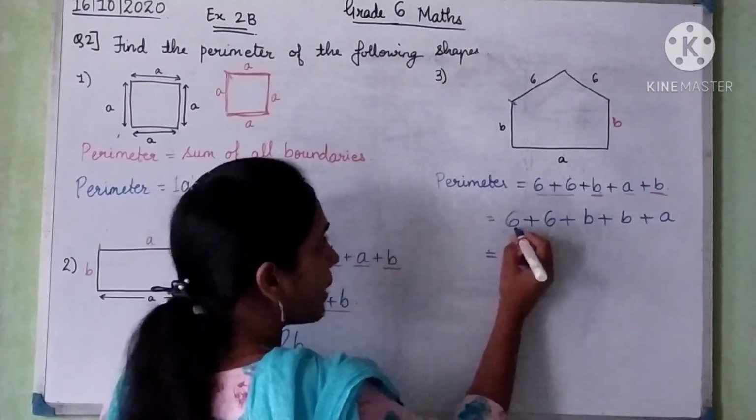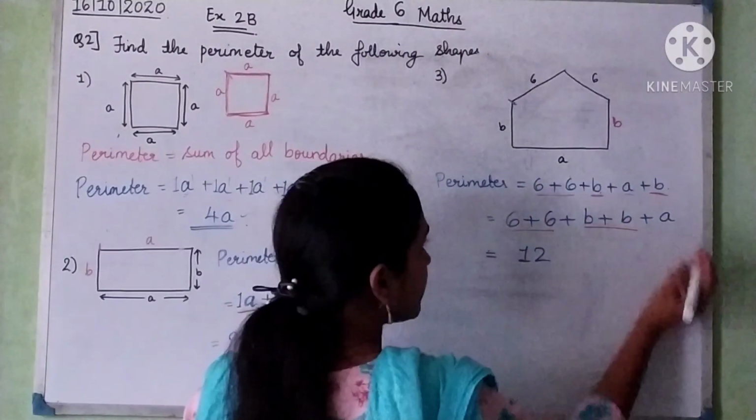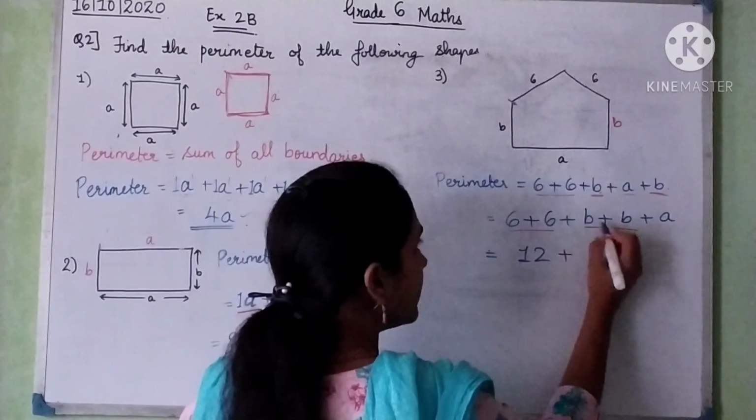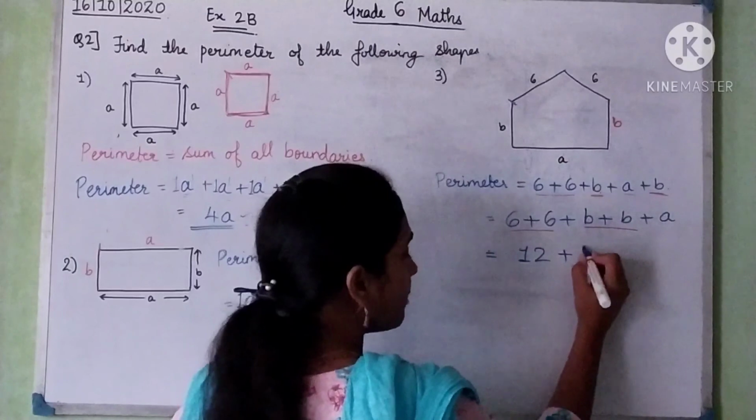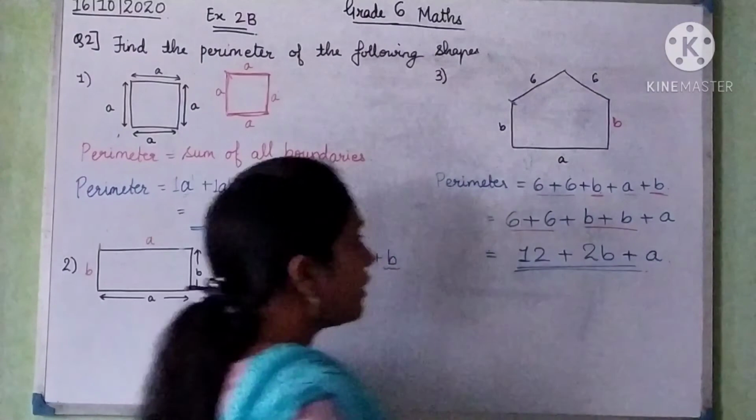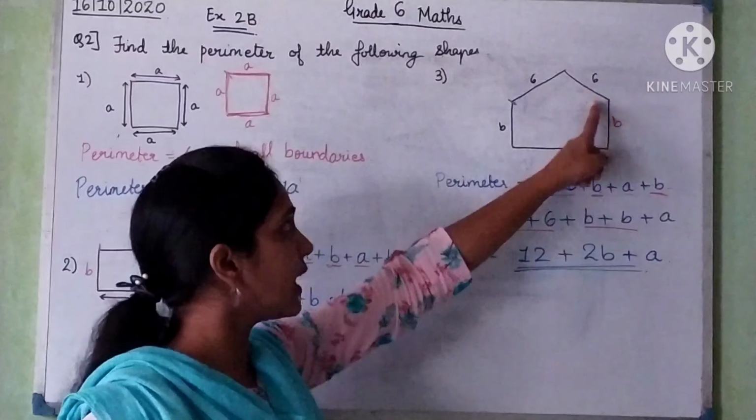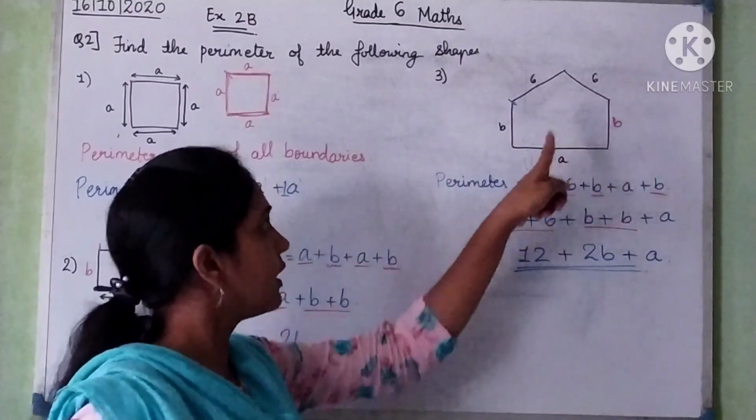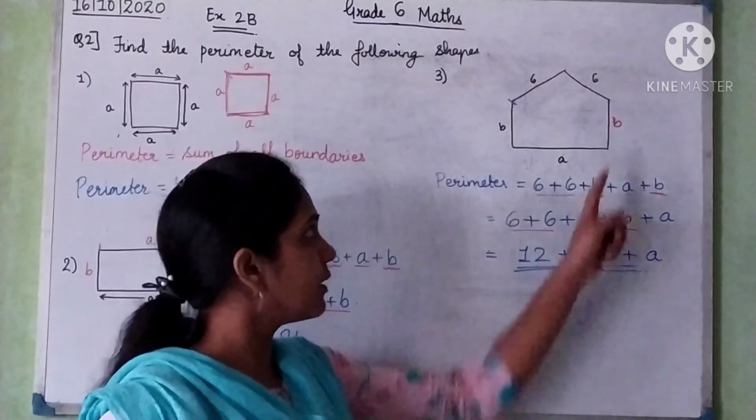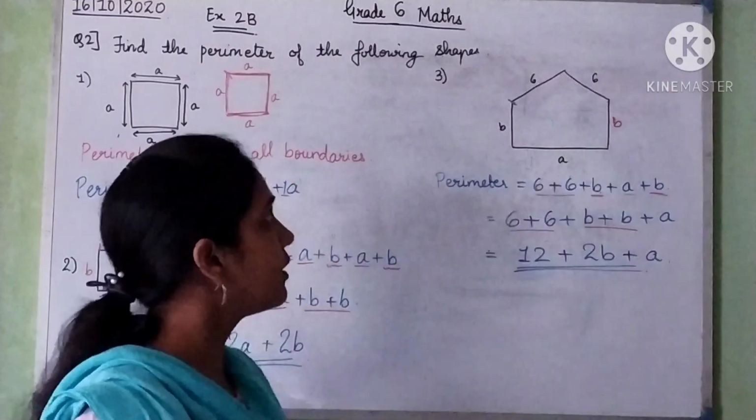Okay, so what this becomes, 6 plus 6 is equal to 12. So these two are like terms, and A is only single. Okay, so 6 plus 6 is 12, B plus B is, this is 1B and 1B. So 1B plus 1B is equal to 2B, plus A is alone. Okay, so this is the perimeter for this given shape. So that becomes 12 plus 2B, 2 times we have B, and A is only once. So this is the perimeter for the given shape.